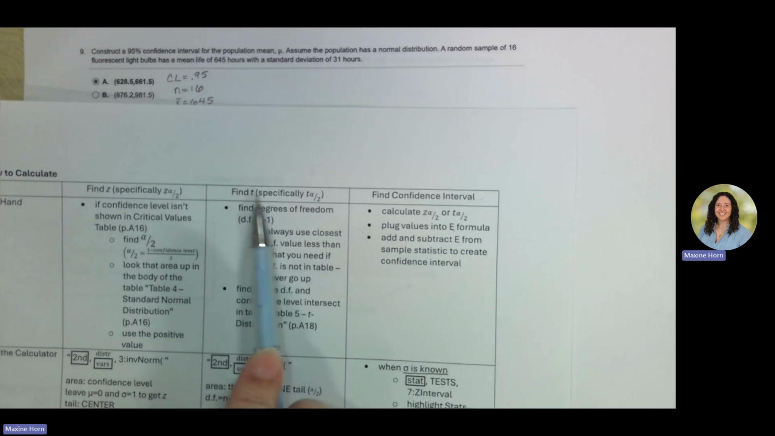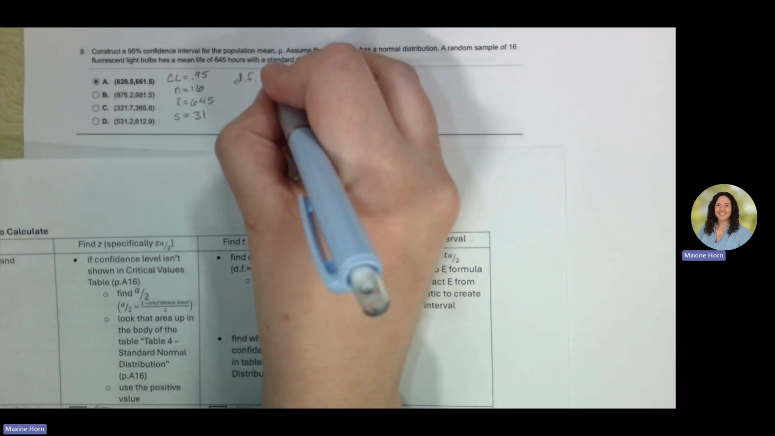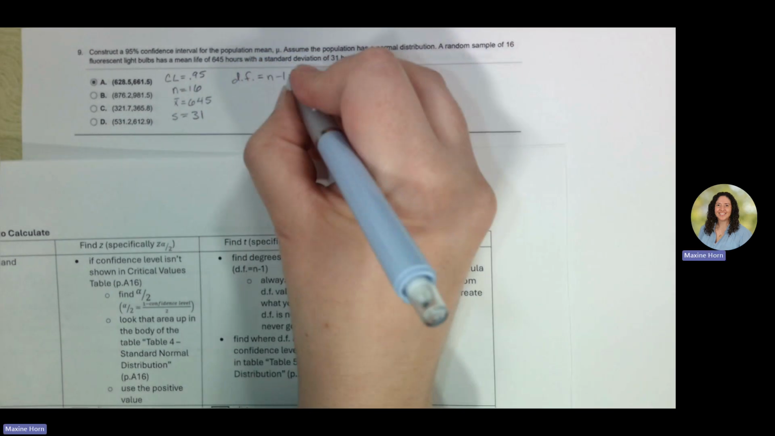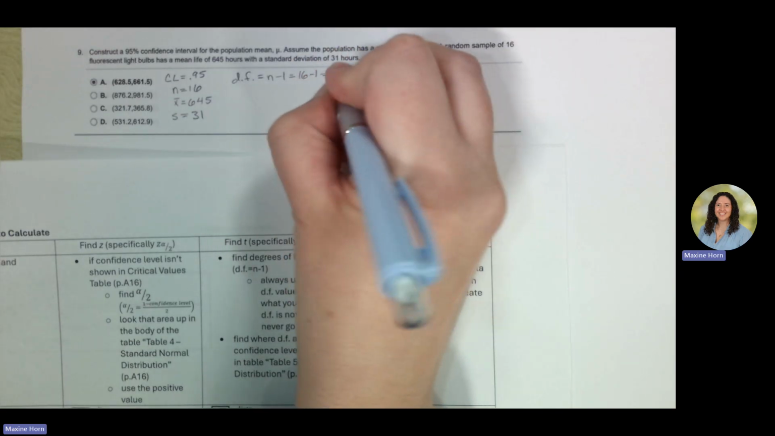Okay, so how do we find our t alpha halves? We can do that by hand or in the calculator. Let's do it by hand. The first thing you need to do is find what's called degrees of freedom. Your degrees of freedom is your sample size minus 1. In this case, we have 16 minus 1, that's going to be 15. So our degrees of freedom is 15.